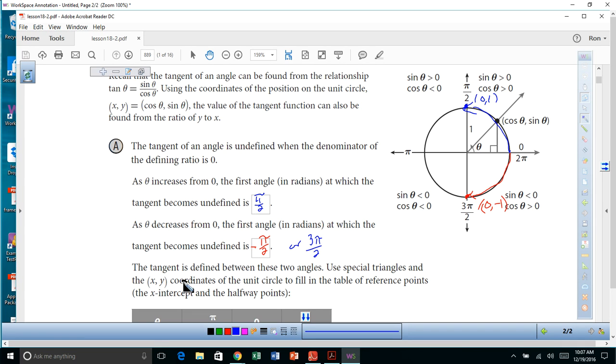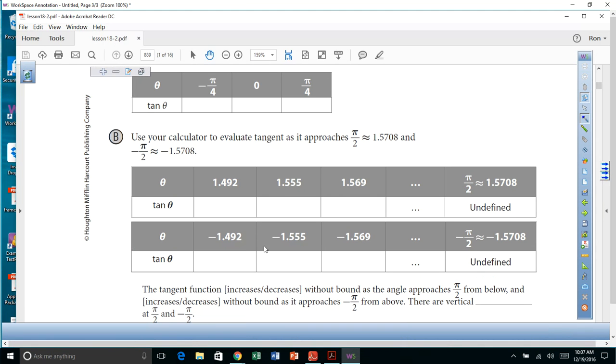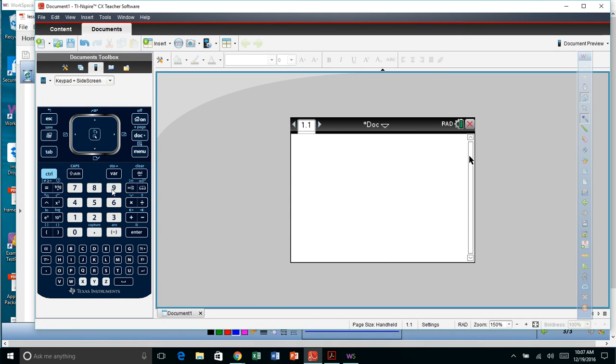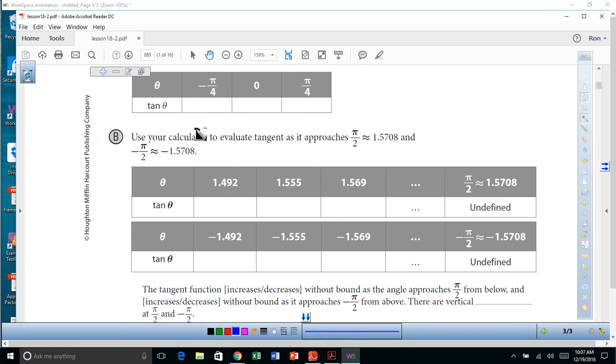Use special triangles and xy coordinates of the unit circle to fill in the table of reference points, the x-intercept and the halfway points. So tangent theta at negative pi over 4, and let's try that. Tangent theta at negative pi over 4 gives you negative 1. Tangent 0 would be just 0, and at pi over 4, it will be 1.